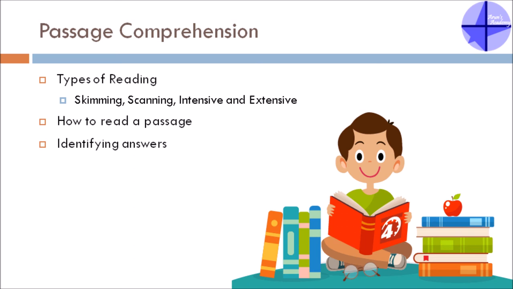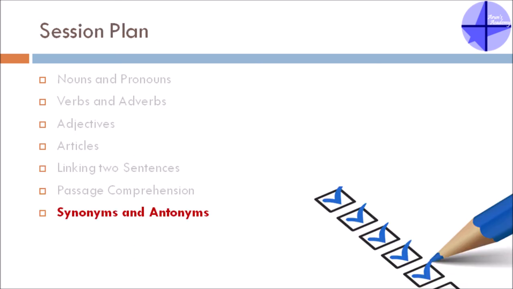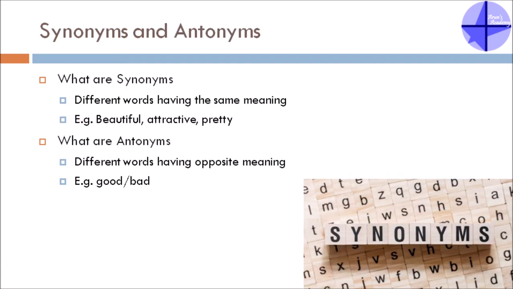And with that, we come to the end of the passage comprehension lesson. All right, and now we are towards the end of our session. We have spoken about a couple of different things: nouns and pronouns, verbs and adverbs, adjectives and articles, basic grammar. Then we moved on to linking two sentences, passage comprehension, and now we are at synonyms and antonyms. So let's see what these are all about.